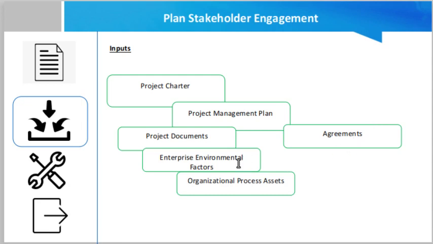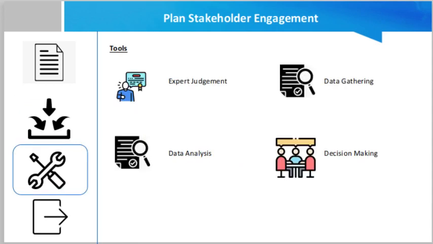Enterprise environmental factors mean the culture of an organization, how they behave, what their expectations and requirements are, generally what the culture of the organization is. Then organizational process assets mean things like policies, procedures, and documents which we have already used, like lessons learned documents, scope documents, and the stakeholder register, which we can reuse from a previous project.